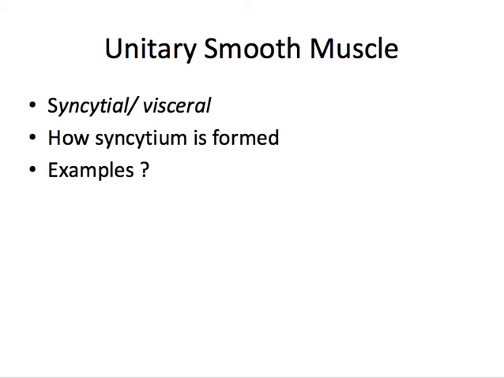Unitary smooth muscle is found in the walls of most viscera of the body, like the wall of the gastrointestinal tract, bile ducts, ureters, uterus, and blood vessels.